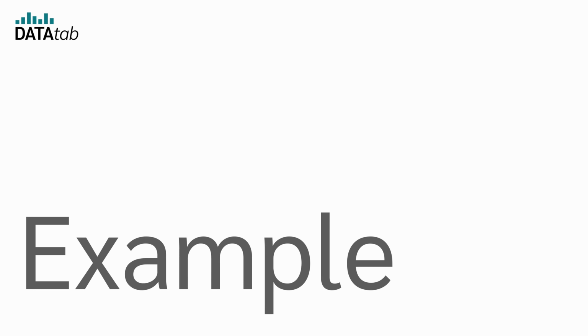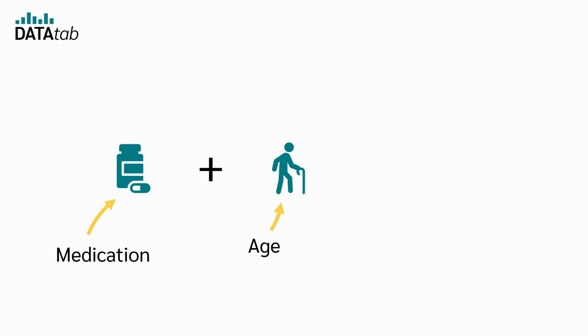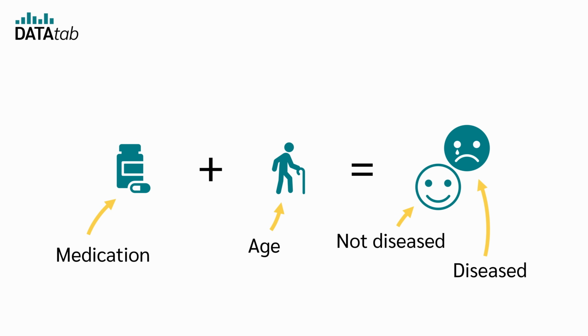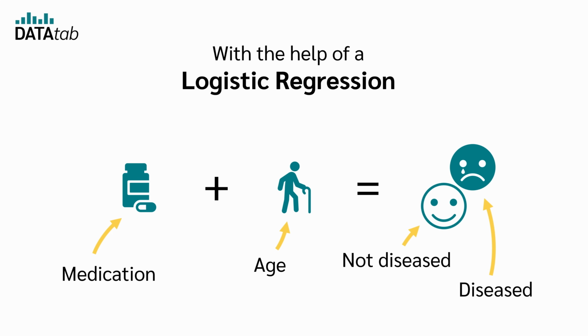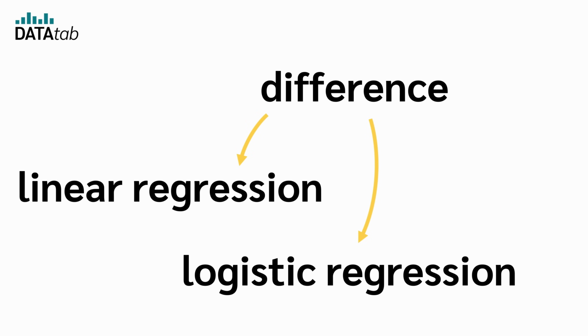Let's look at an example. Let's say we are researchers and we want to know whether a particular medication and a person's age have an influence on whether a person gets a certain disease or not. So the outcome we are interested in is whether the patients developed the disease or did not develop it. And our independent variables are medication and age of a person. Now, with the help of a logistic regression, we want to infer or predict the outcome variable based on the independent variables.